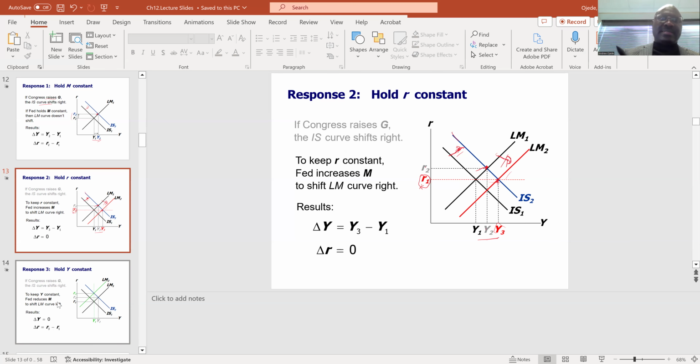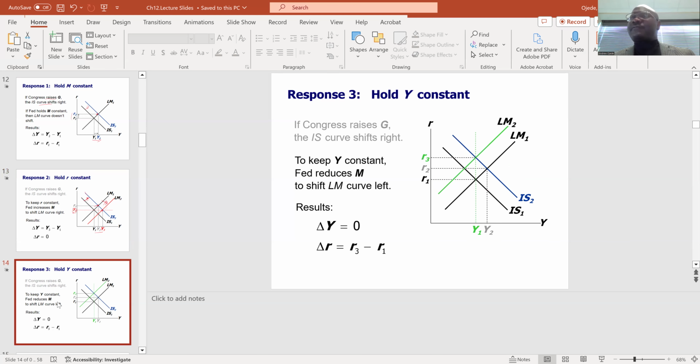And then the third case is a case where, following a fiscal expansion by Congress, the Fed may want to keep output constant. So remember, when the IS curve shifts to the right, when Congress increased government spending, potentially we're supposed to be at this point here, where interest rate will go up to R2 and output should go up to Y2. But if the goal of the Federal Reserve is to stabilize output, to hold output constant at the original level Y1, then the Fed is going to counteract the impact of this fiscal expansion using a monetary contraction.